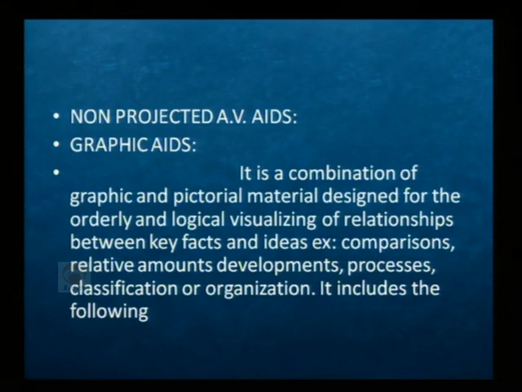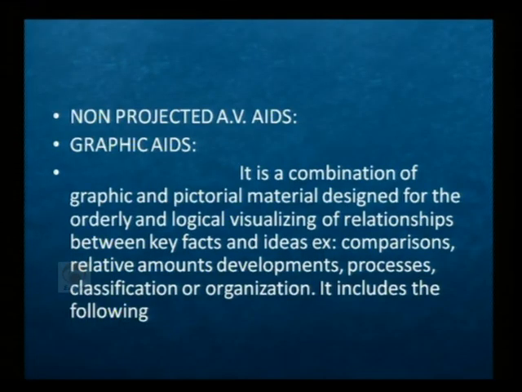We can see those specimens, models with our eyes. Under this, graphic aids. It is a combination of graphic means written part, letters, whatever somebody else has written, textual material, pictorial material. Both are there in graphic aids. Graphic aids consist of both pictorial and letter material.